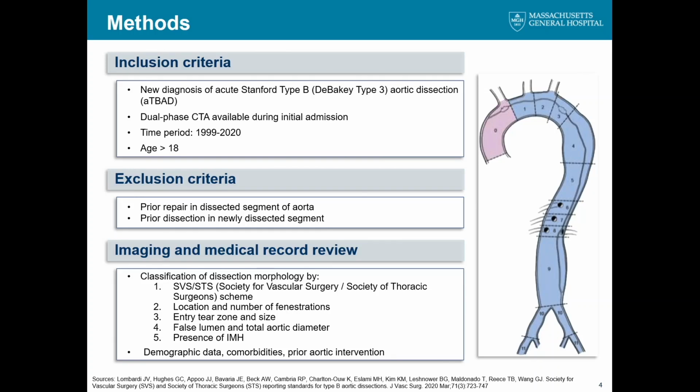So we conducted a retrospective review of all adult patients with acute type B aortic dissection who presented with a dual phase CTA on admission from 1999 to 2020, whose dissection didn't span the site of a prior repair or a previous dissection. We then examined every single admission CTA for dissection morphology. We classified them according to the SVS STS guidelines. We characterized all fenestrations. We calculated centerline diameters and included standard demographic and other data.